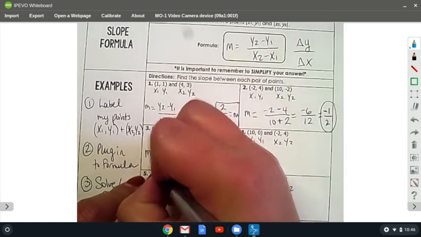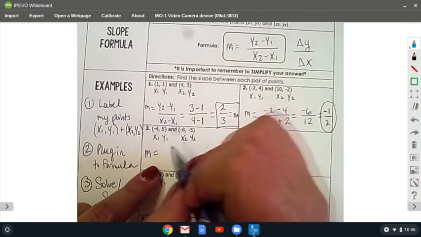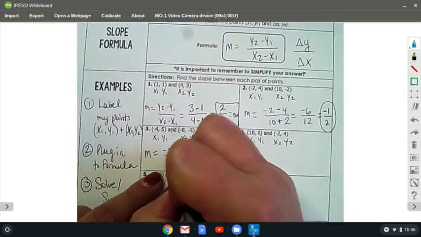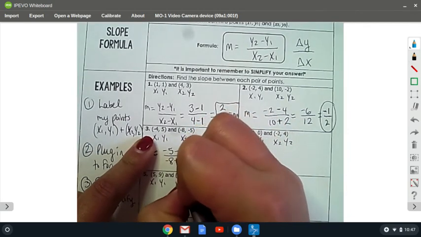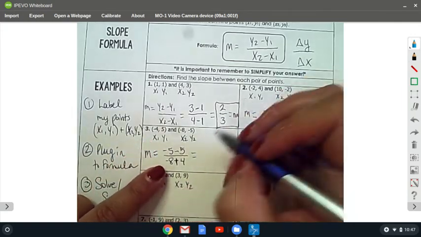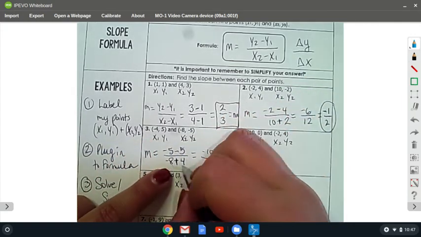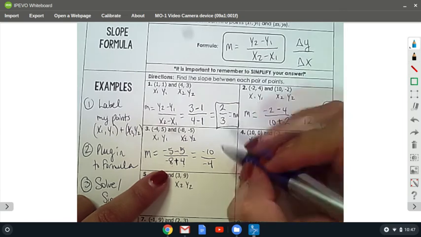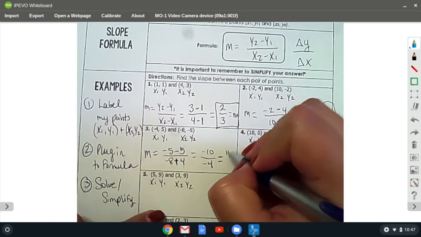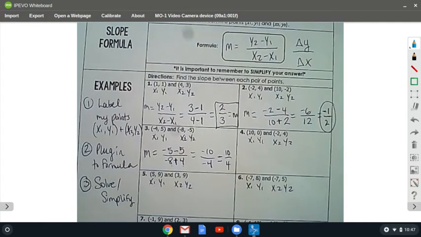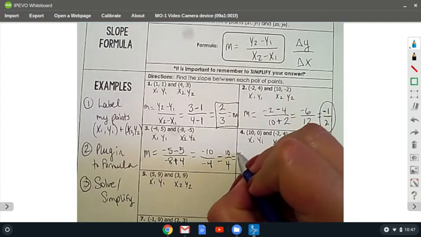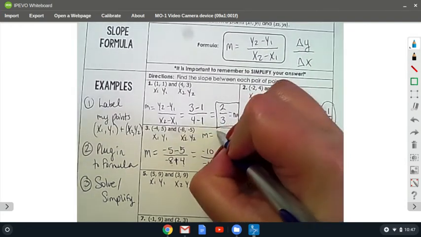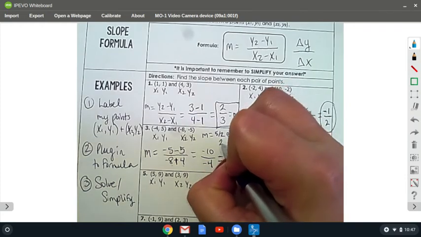Okay, I'm going to go down to this one. y2 is -5 minus y1 is 5. x2 is -8 minus a negative, so that changes to a positive. My x1 is 4. That gives me -10, and -8 plus 4 gives me -4. I have a negative over a negative, so that means I'm going to get a positive 10 over 4. But I can reduce that fraction. It's still going to be quite ugly, but I can reduce it to 5 over 2 by just dividing both of these by 2. So I can say that my m is 5 over 2. I could also write it as a decimal and say 2.5.